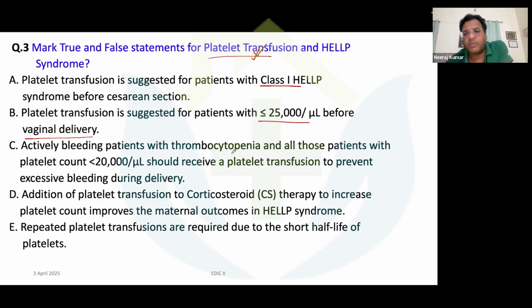Actively bleeding patients with thrombocytopenia, and all those patients with a platelet count less than 20 per microliter, should receive a platelet transfusion to prevent excessive bleeding during delivery. If you want to add corticosteroid to the platelet transfusion, it increases the platelet count and it improves the maternal outcome in HELLP syndrome. And if you want to repeat the platelet transfusion, because the half-life of platelets is very short, that's why repeated platelet transfusion is required.